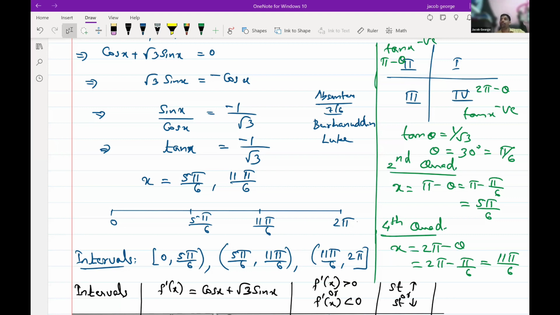When tan is positive, it is in first and third quadrant. Second quadrant is pi minus theta. Fourth is 2 pi minus theta. That theta is the corresponding angle in the first quadrant by equating it to the positive value. All of you got it clear?